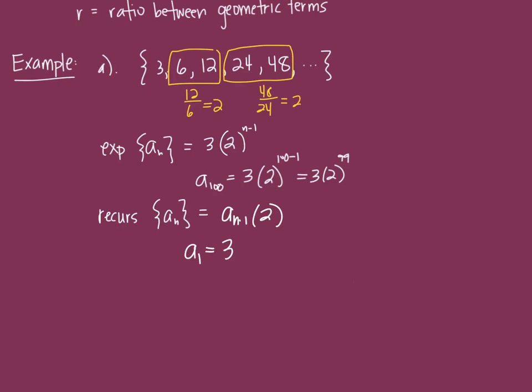The disadvantage of that is that you have to go in order. It'll be start with 3, and then multiply by 2, and then multiply by 2 again, and multiply by 2 again. But you have to stay in order.